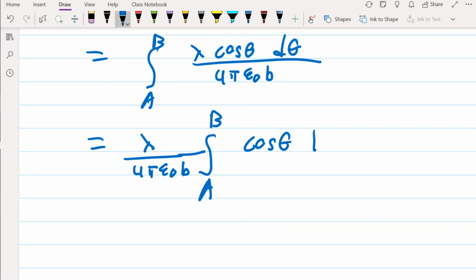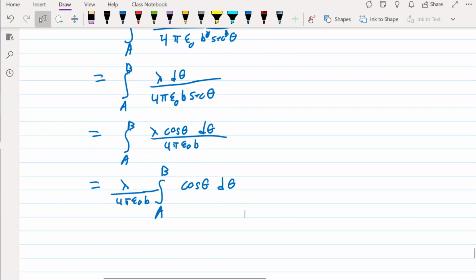So that would just be cosine theta d theta. Now we're going to need to draw our right triangle. And I'll check these answers afterwards because I could be wrong and we might need to keep some of those terms in, but by the looks of it, we should be able to take them out if they're all constants.